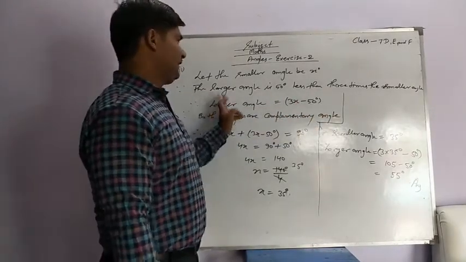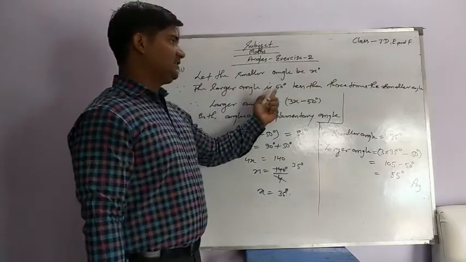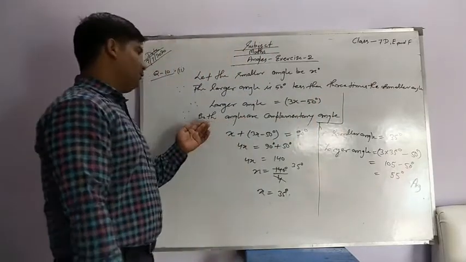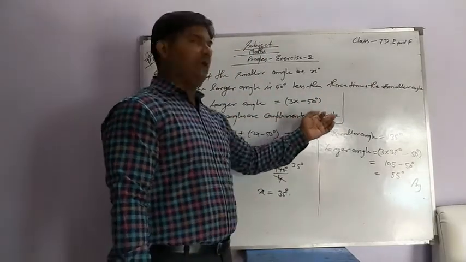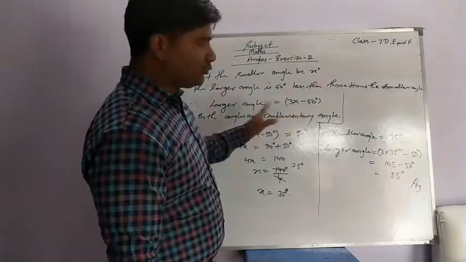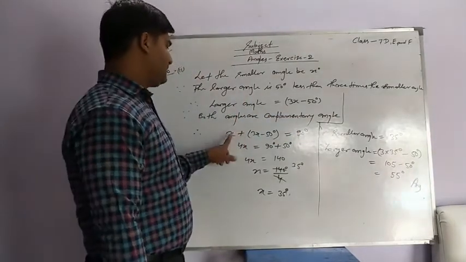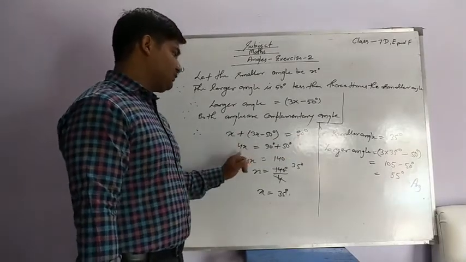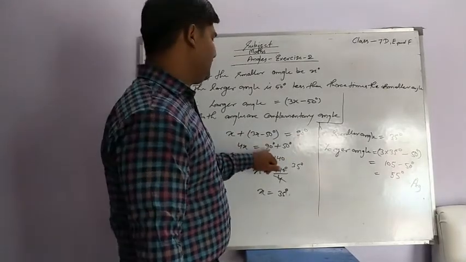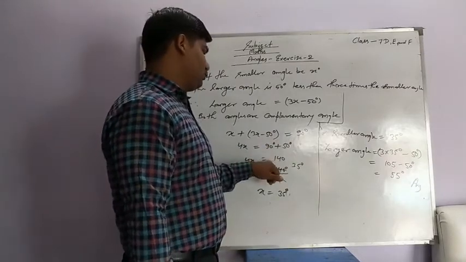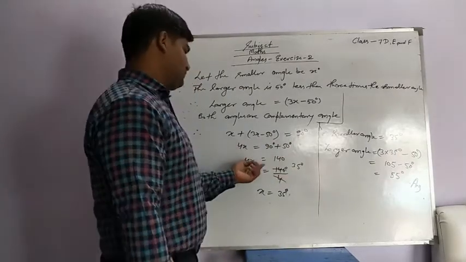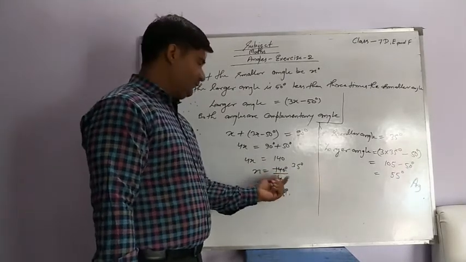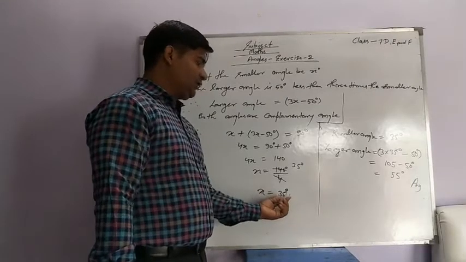Okay, because the condition given is that the larger angle is 50 degree less than 3 times the smaller angle. Now both angles are complementary angles, so their sum should be equal to 90 degree. So x plus 3x minus 50 is equal to 90 degree, and 3x plus x is equal to 4x is equal to 90 degree plus 50 degree is equal to 140 degree, and 4x is equal to 140. So therefore x is equal to 140 divided by 4, so x is equal to 35 degree.